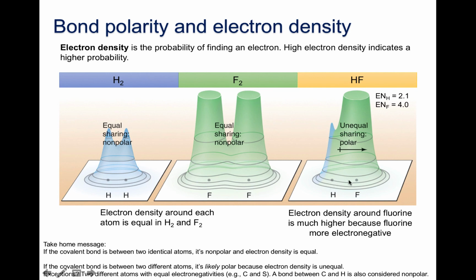Once you bond two different elements together, if they have different electronegativities, there's going to be unequal sharing of electrons. We would expect the electron density of hydrogen to be much lower than the electron density of fluorine. Because fluorine is more electronegative, it attracts those electrons more strongly. And so we have a polar bond here where fluorine is more electronegative and hydrogen is less electronegative.